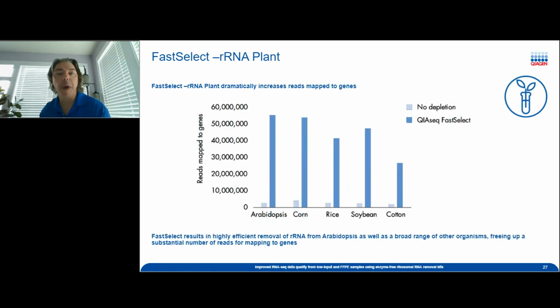If we look at the impact on the number of reads, in this particular situation we're looking with and without FastSelect at the number of reads that map to the genes. This is basically what you're paying for when you do RNA-Seq. With Arabidopsis, without FastSelect we have very little mapping of the reads. After FastSelect, we have over 50,000 reads mapping to genes out of about 60,000 total reads. You can see the same situation for everything. So if you want to improve the amount of data that you get from a sample, FastSelect is definitely one of the methods to use.